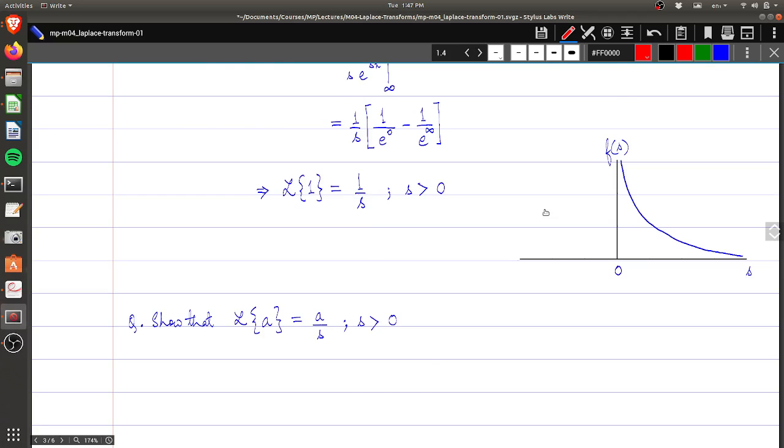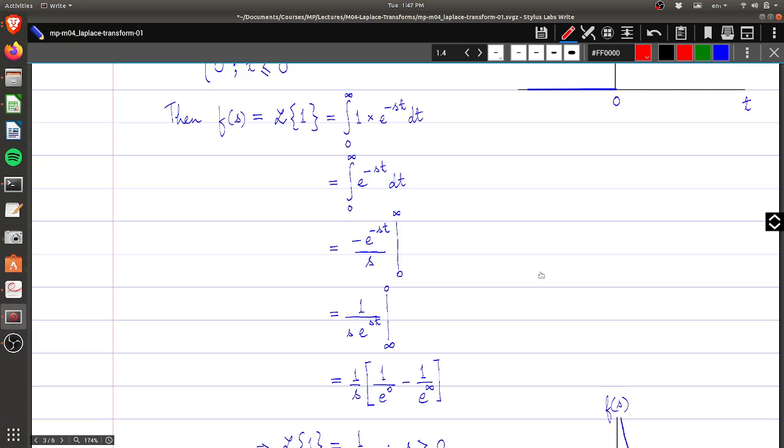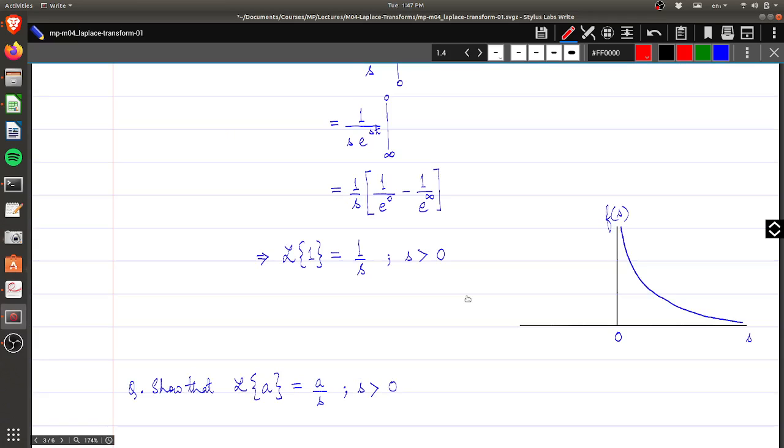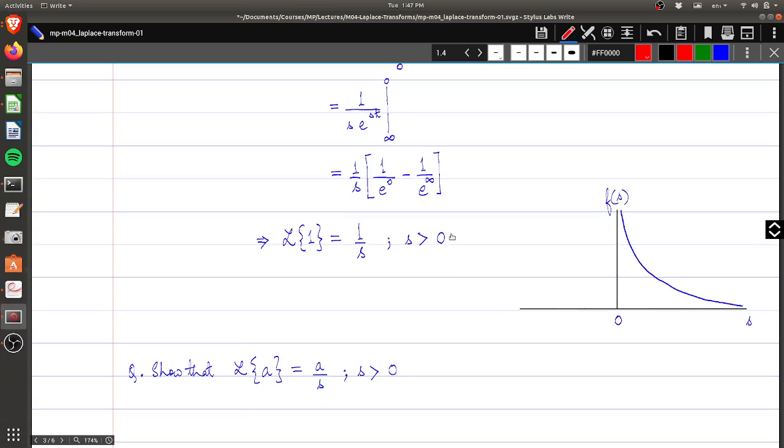So this was the original function. The original function was a step function like this. The Laplace transform function is something like this. Is this clear, everyone? Have you all understood? Is this clear? Yes, sir.